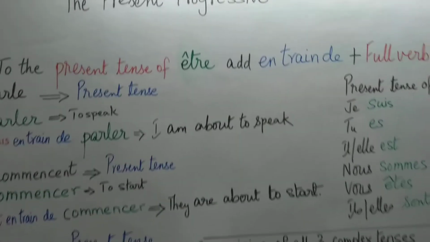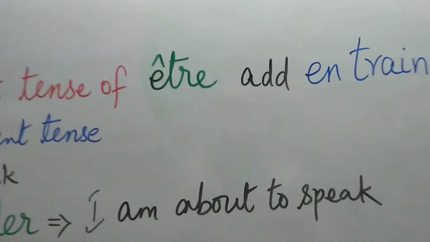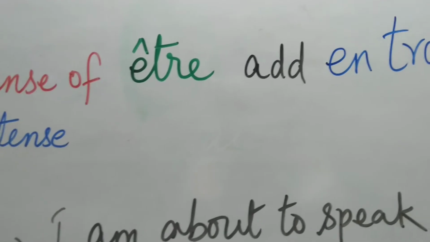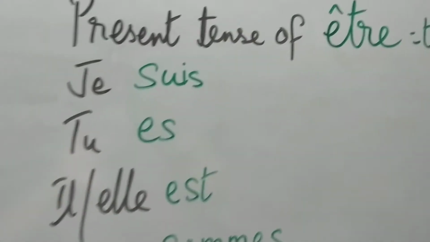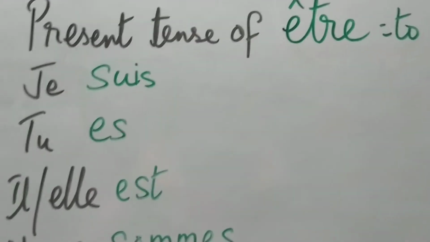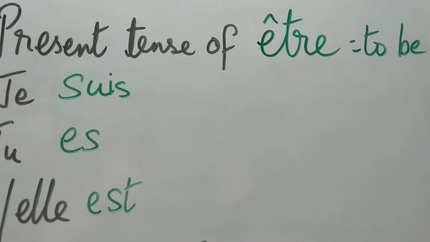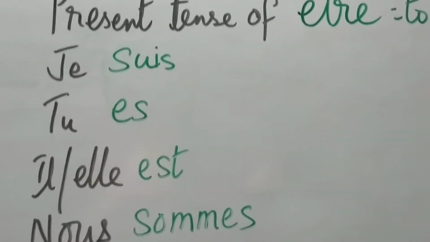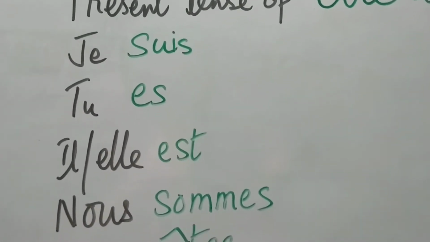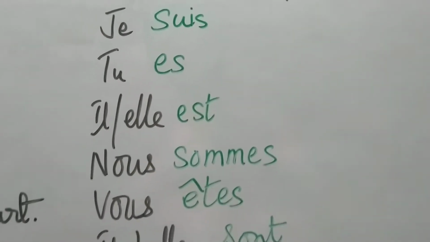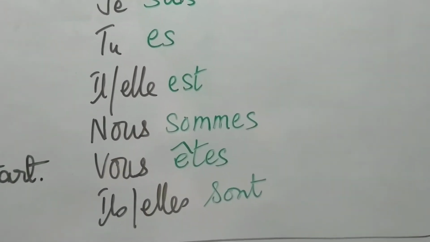Now, for those of you who do not know the conjugation of the verb être, I will recapitulate the verb for you. Être is one of the first verbs which we have learnt in the 11th standard. So the present tense of the verb être means to be: je suis, tu es, il ou elle est, nous sommes, vous êtes, ils ou elles sont.